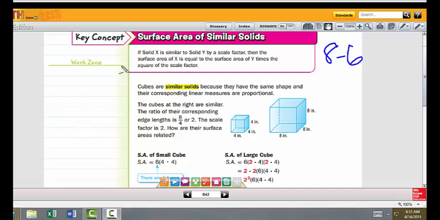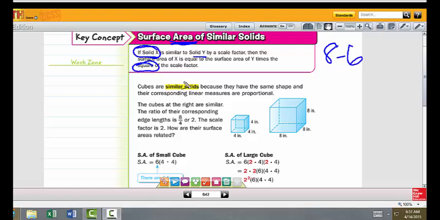If a solid X is similar to solid Y by a scale factor, then the surface area of X is equal to the surface area of Y times the square of the scale factor. Keep in mind that it's easy to remember that it's the square of the scale factor, because when we're talking about area, we're talking about square units. So whatever the surface area of the first figure is, we multiply it by the square of the scale factor in order to get the second figure.